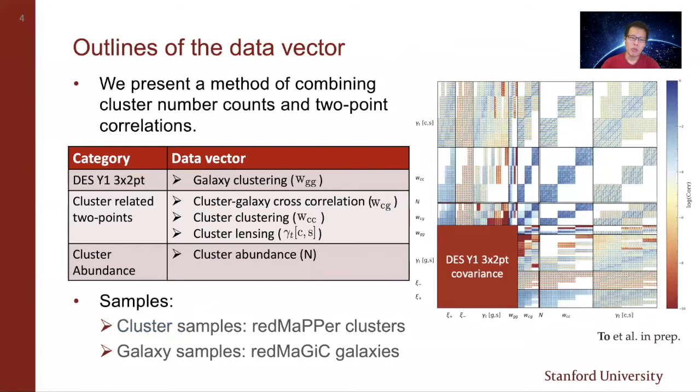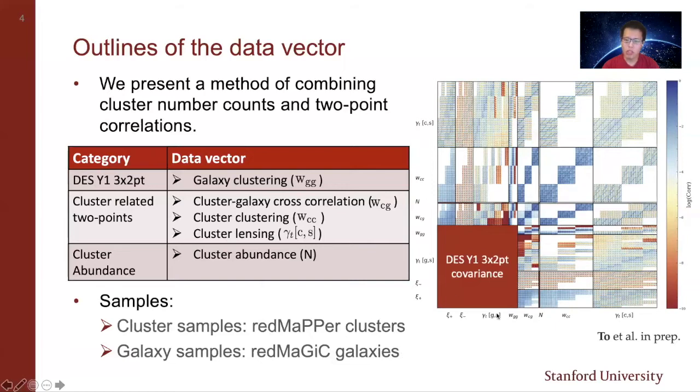Now I'm going to present the data vector in this project. We consider the cluster abundance and combine that with four two-point correlation functions. First, we have the galaxy clustering, and then three cluster-related two-point correlation functions, namely the cluster-galaxy cross-correlation, the cluster lensing, and the cluster clustering. The cluster sample we consider here is the optically selected redMaPPer clusters, and the galaxy sample is the redMaGiC galaxies.